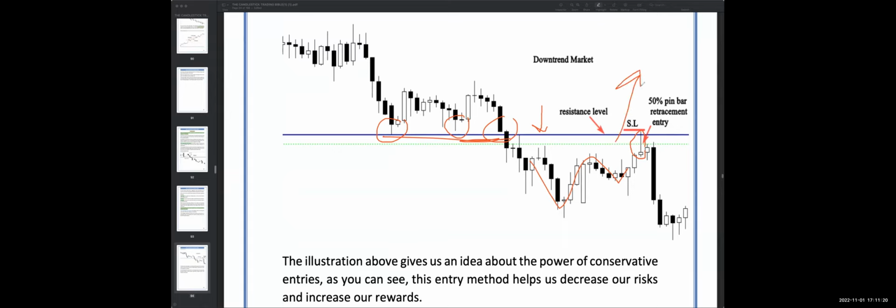People might actually be buying, but because we've read this book together and we have explained what to look for, you should know that as soon as you see a pin bar in a downtrend, you're looking for sells. And again, remember the aggressive entry is right here. That's where you take your sell.